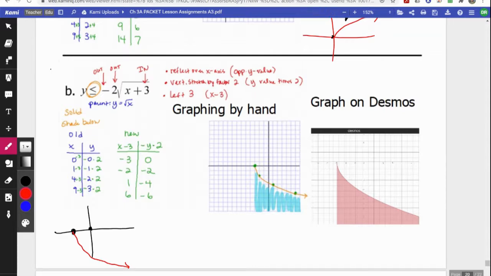Then we see it's less than. So less than is shade below. Greater than was shade above. So shade below our graph. And so we're shading down here.